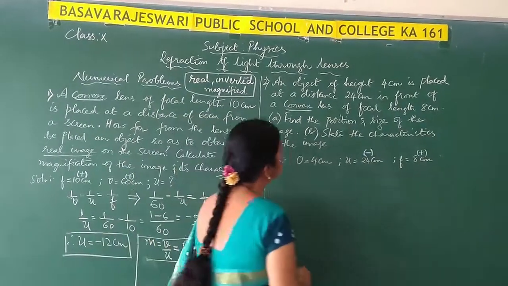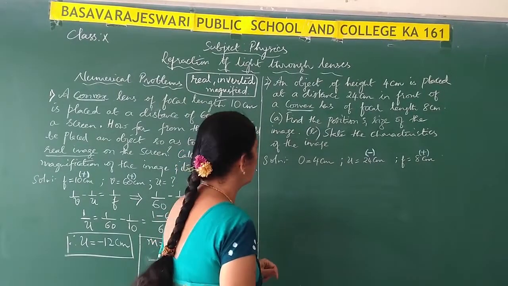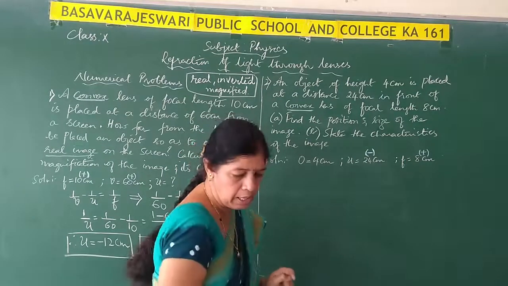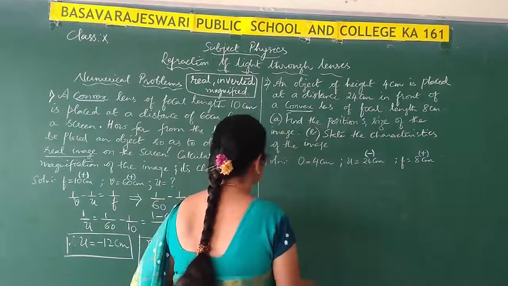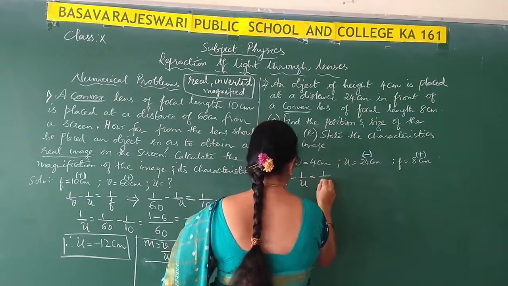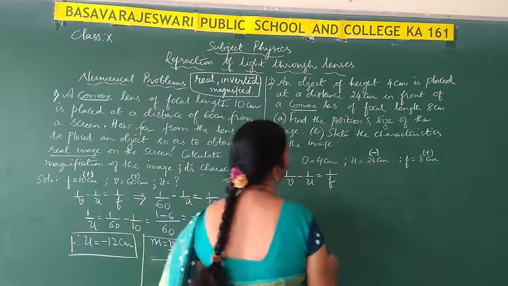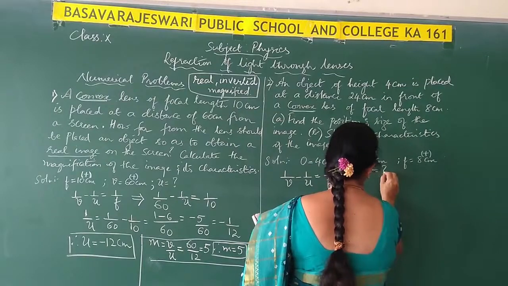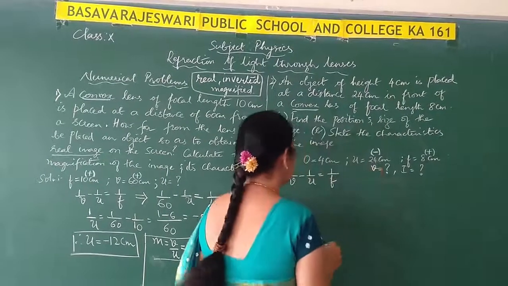And the focal length, how much is given? Focal length 8 cm. Since it is a convex lens, take focal length with the positive sign only. Now find the position and size of the image and state the characteristics of the image. To solve this problem, let us take the lens formula again: 1 by v minus 1 by u is equal to 1 by f. Now what should we calculate here? Find the position and size of the image. You have to calculate the position of the image and also the size of the image. v and I must be calculated.